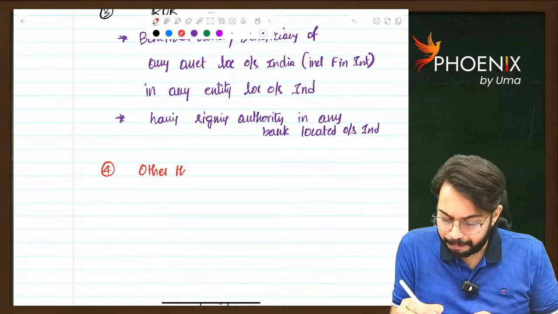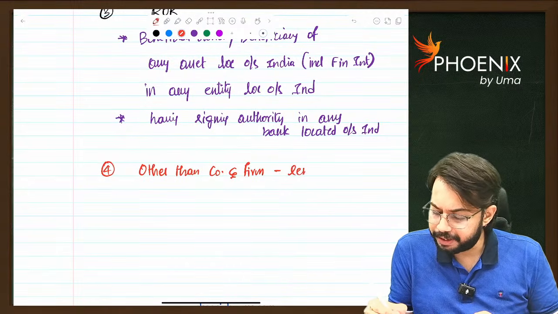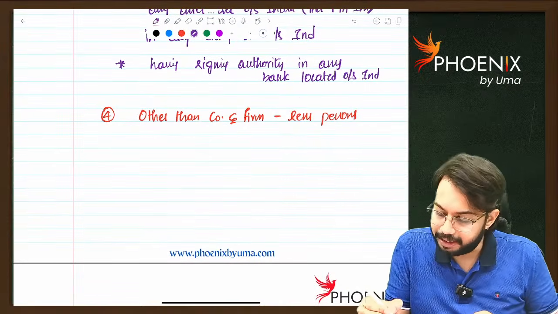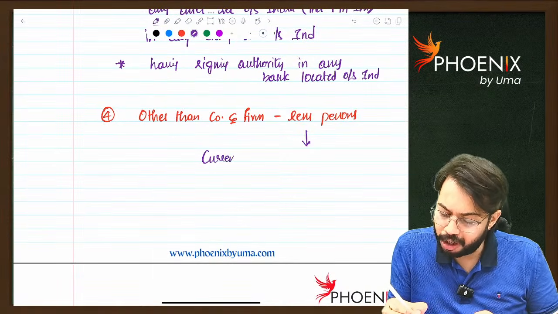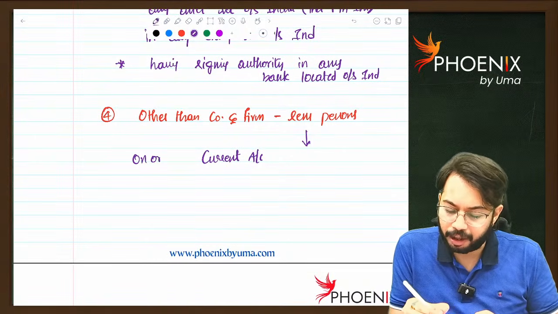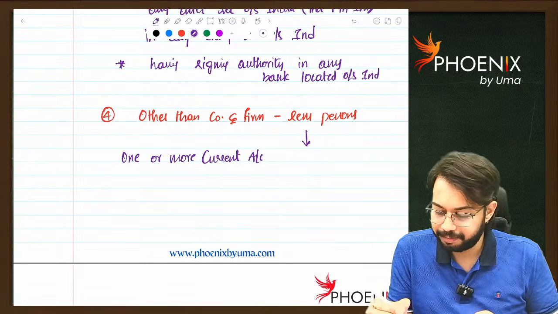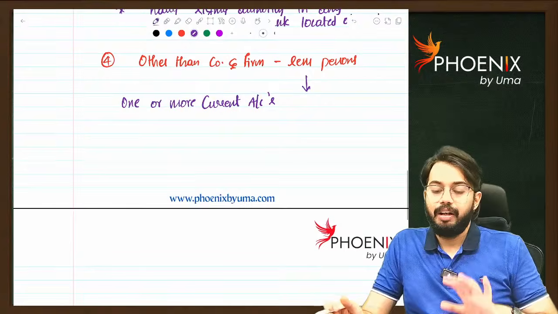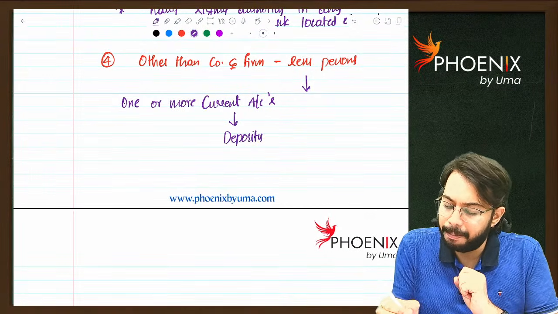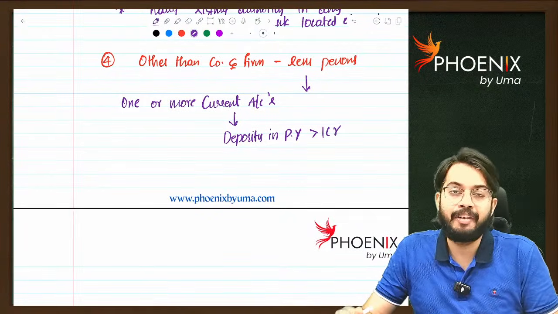Other than company and firm, for remaining persons, in current account, you know current account, right? Generally, a current account will be given for business persons. One or more current accounts. If total deposits in a previous year are more than 1 crore rupees, then also they are mandatorily required to file ITR.